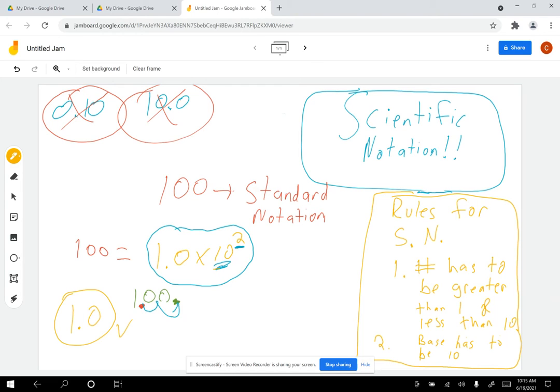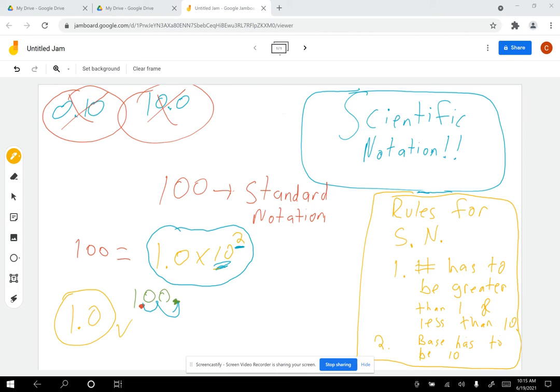That's my answer. Lastly, if we look at rule number 2, our base, this guy right here where the exponent's raised to, always has to be 10. And if you would like a video of me explaining why, I could do that in a separate video. But leave a comment below if you would like me to explain why the base in scientific notation is always 10. But that's just one of our rules.